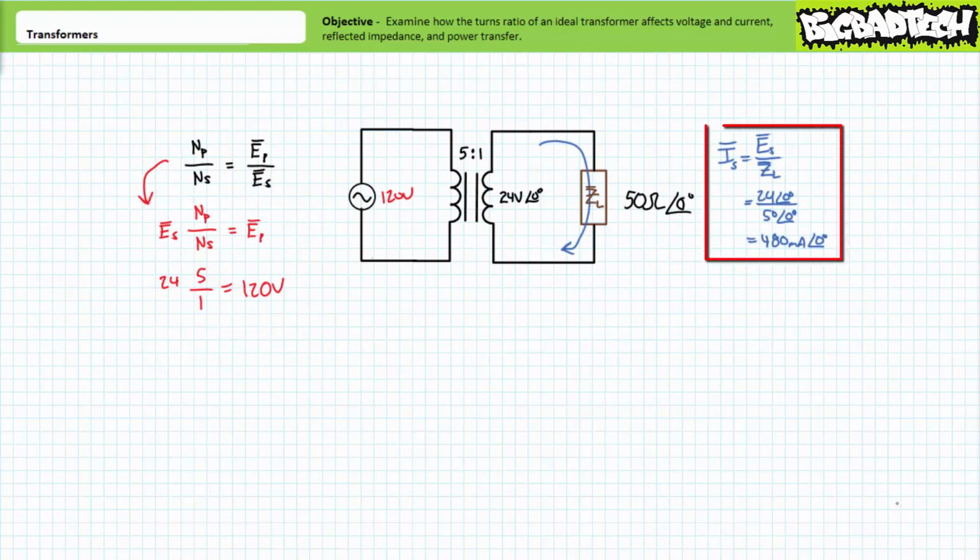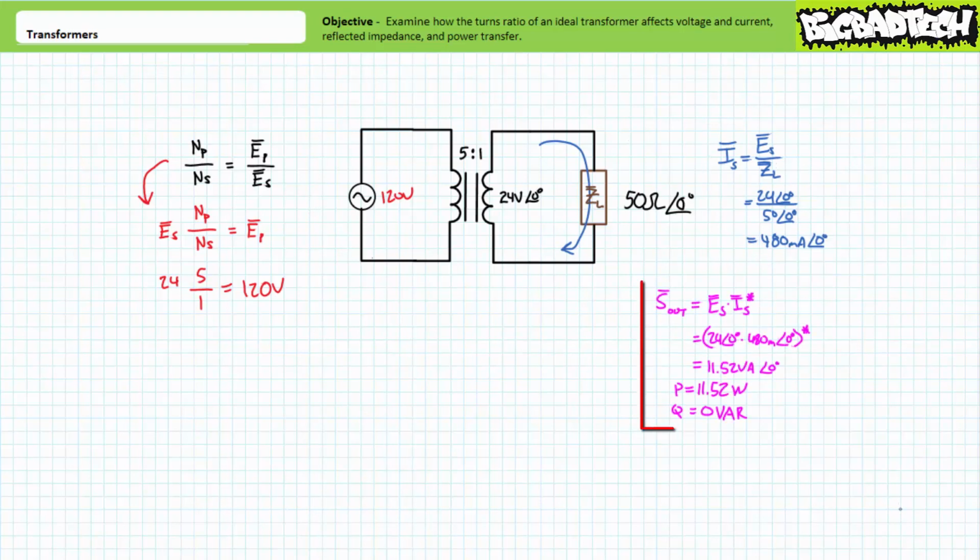Through simple Ohm's law manipulation, we'd expect the current in the secondary to be 24 over 50, or roughly 480 milliamps. Apparent power is therefore roughly 11.52 volt amperes, all of which is being directed towards 11.5 watts of real power, and none of it towards a reactive interchange, given the bulb is modeled as a purely resistive load.